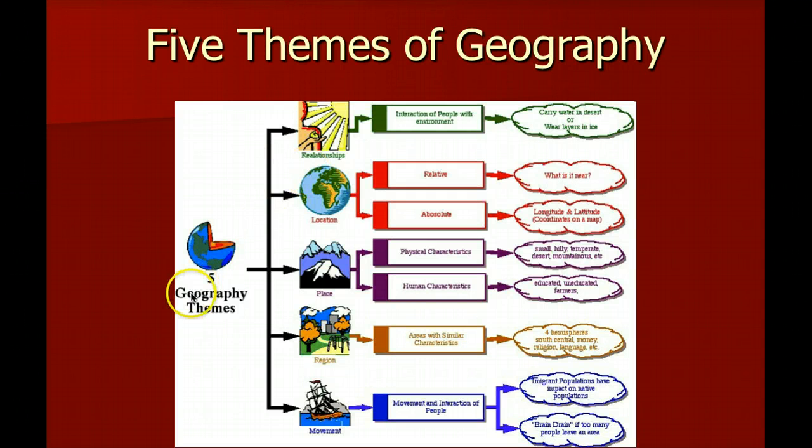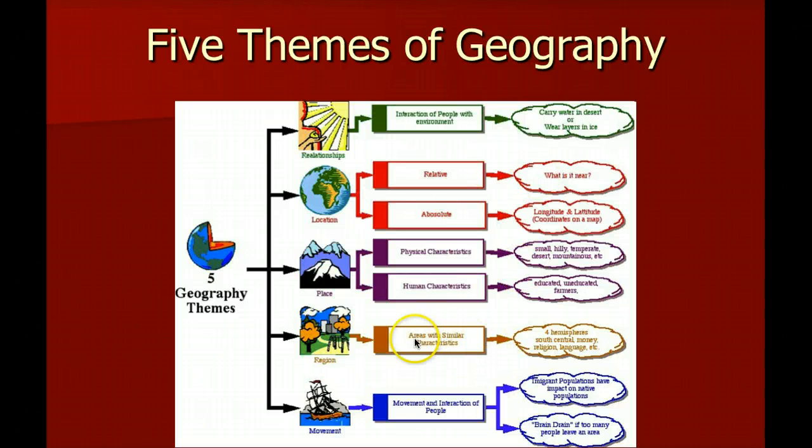The first one I'd like to go with is called location, relative and absolute. Relative means what is near. Absolute means longitude, latitude, addresses, things like that. There's only one place on Earth like it.